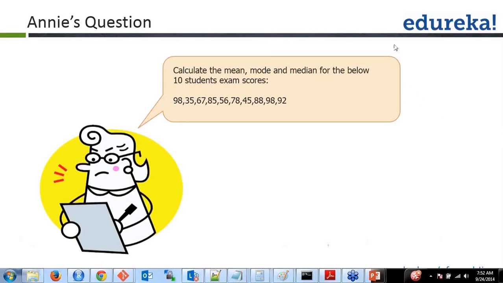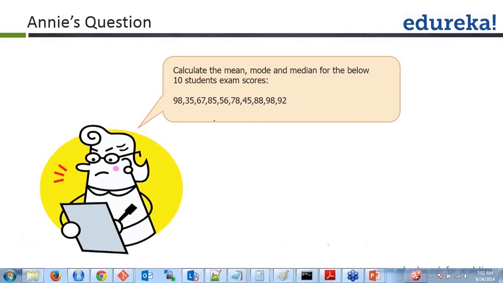Let's talk about how to do this rather than the final solution. If you're talking about mean, you take all these numbers, and in this case there are 10 students, so you take an addition of all of them and then divide by 10. That will give you the mean.